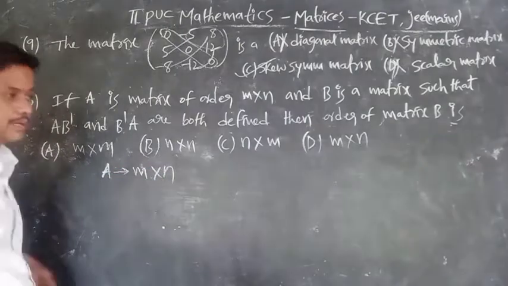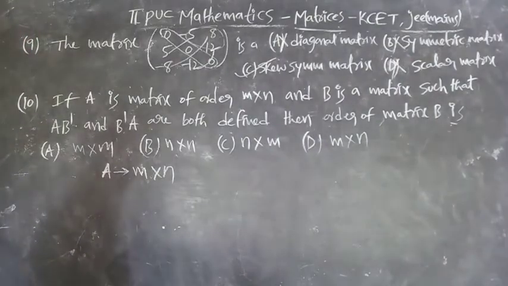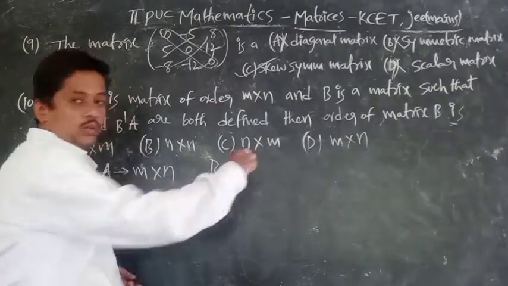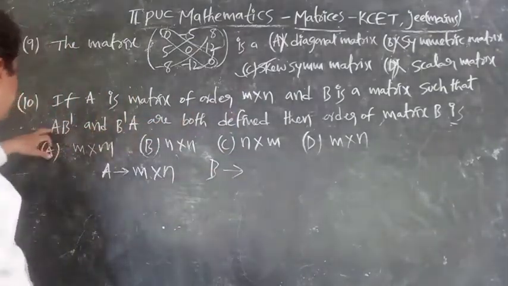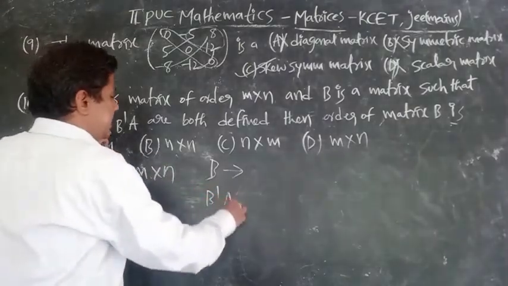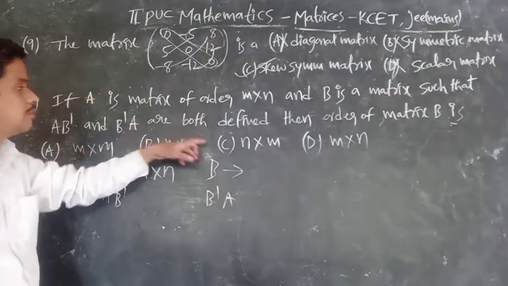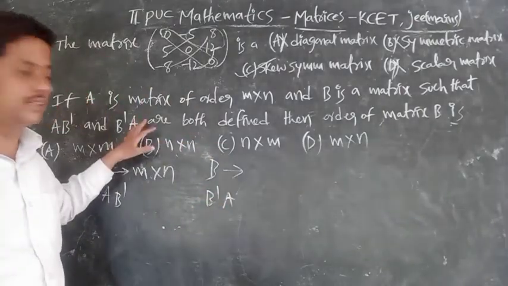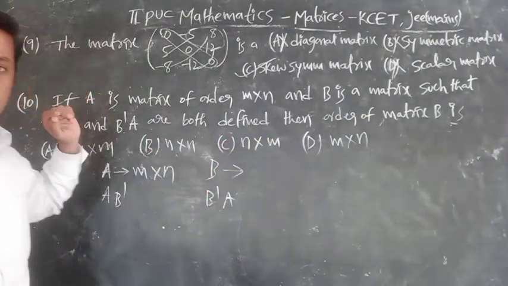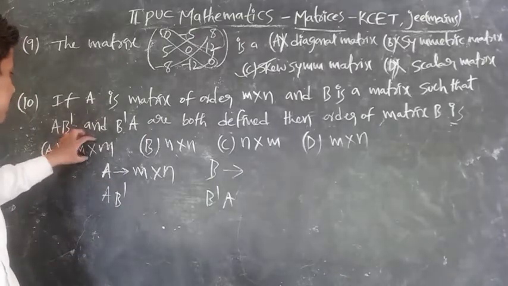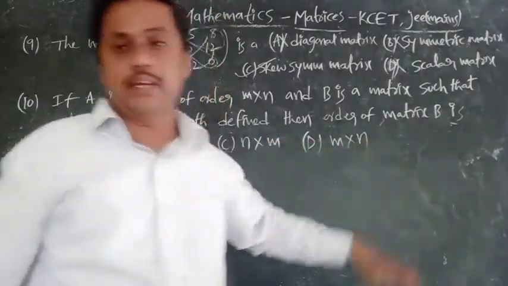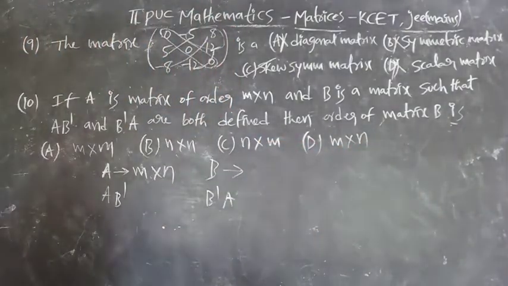Okay, A is a matrix of order m by n. Next, B is a matrix given, but we don't know its order, such that AB' and B'A are both defined. Since multiplication is defined in both cases, what is the order of the B matrix? The options are m by m, n by n, n by m, and m by n. So what is the answer for this one?